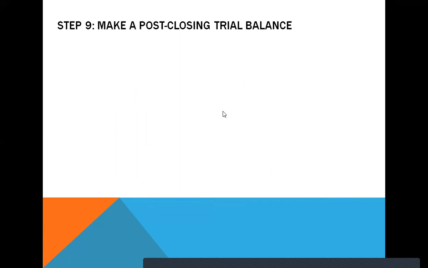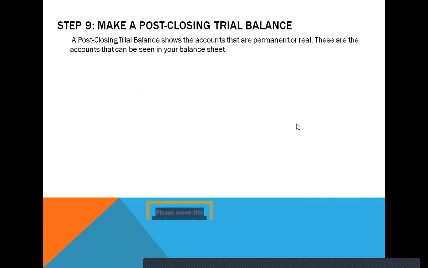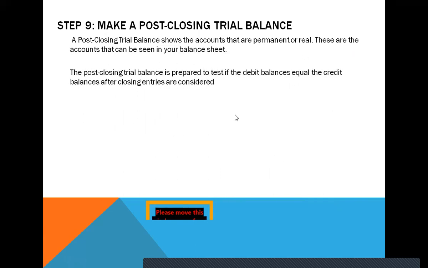So step 9 is make a post-closing trial balance. What is a post-closing trial balance? It shows the accounts that are permanent or real. These are the accounts that can be seen in your balance sheet. The post-closing trial balance is prepared to test if the debit balances equal the credit balances after closing entries are considered. So that's all for the accounting cycle video.